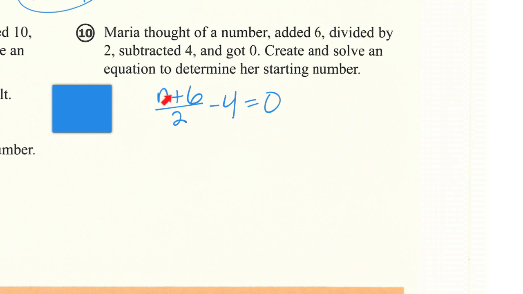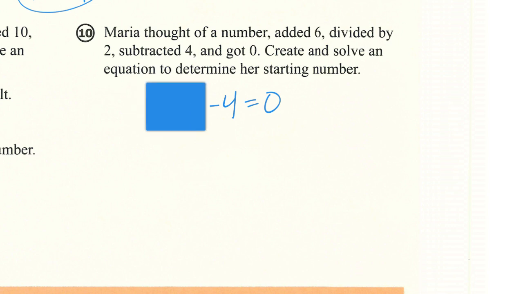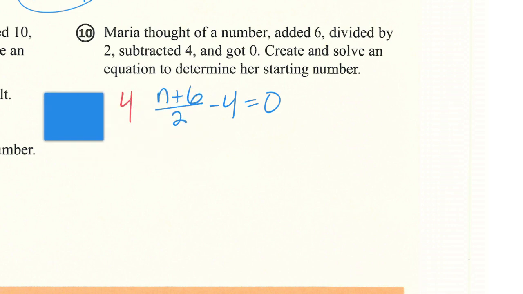Here's my equation. She thought of a number, added 6, divided all of that by 2, subtracted 4, and got 0. So that's our equation. I'm going to break it into chunks. If I just look at this piece, I know that 4 minus 4 is going to be 0. So all of this underneath my blue box has to equal 4.